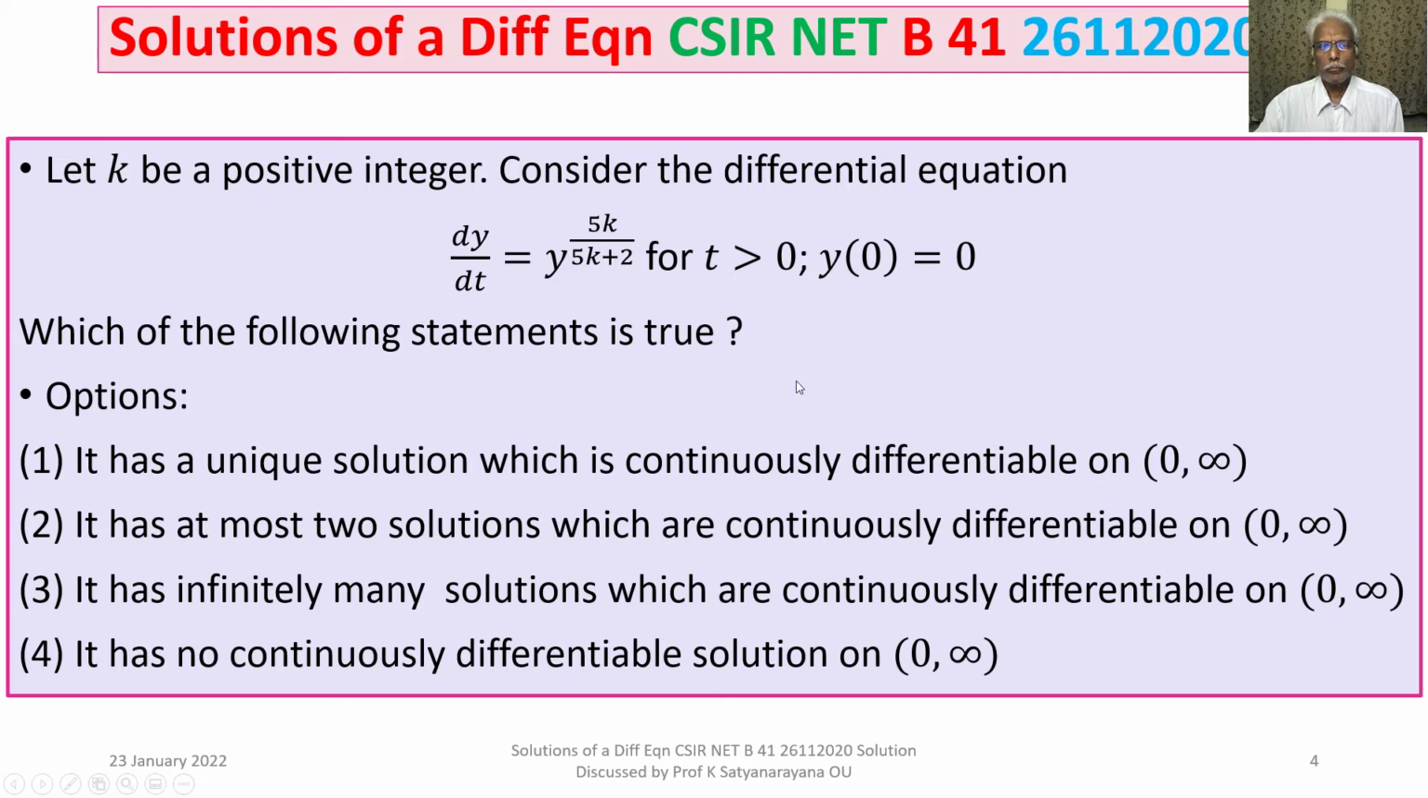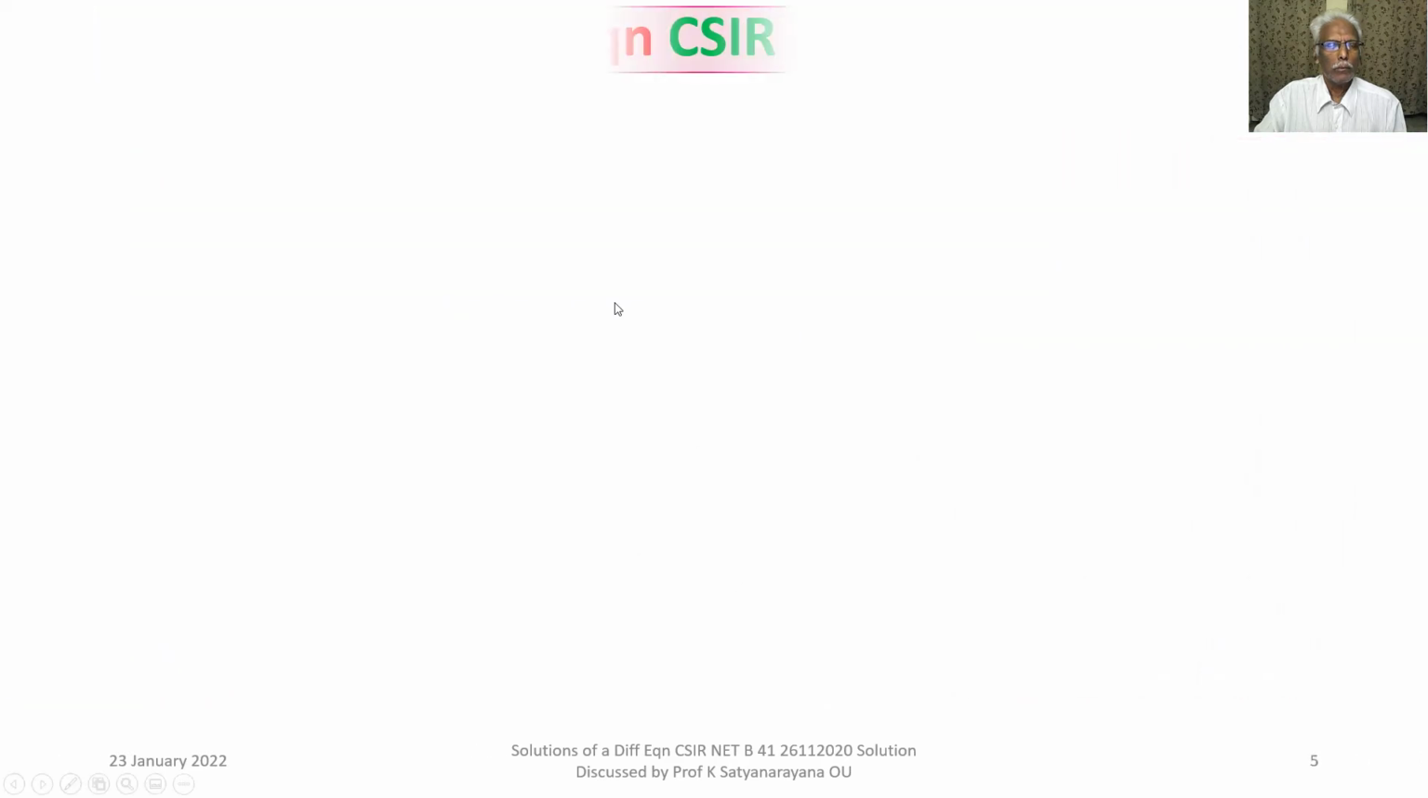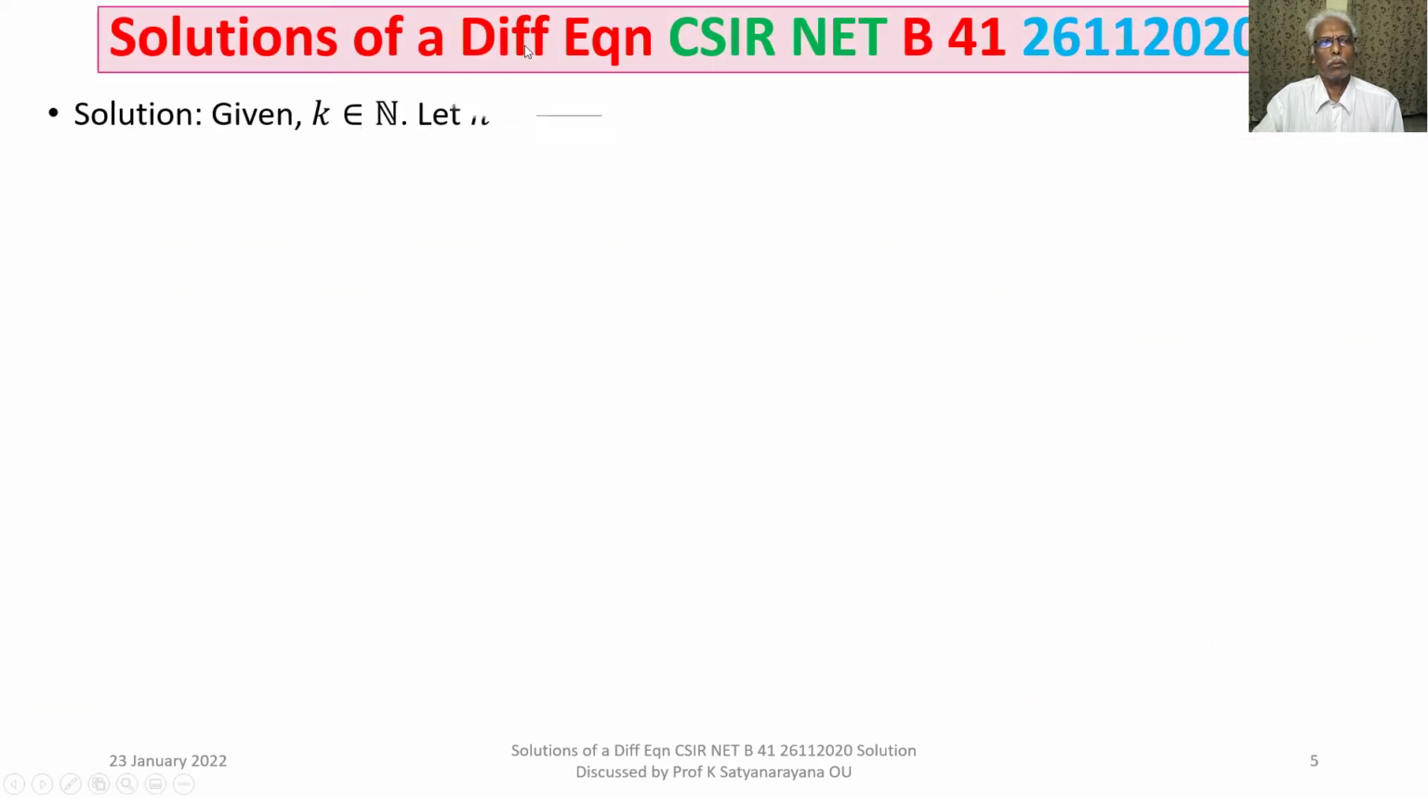The problem is asking you to find how many continuously differentiable solutions on 0 to infinity exist for the given initial value problem. We now discuss the solution of the given problem. We are given k is a natural number and let n is equal to 5k by 5k plus 2. Clearly 0 less than n less than 1.